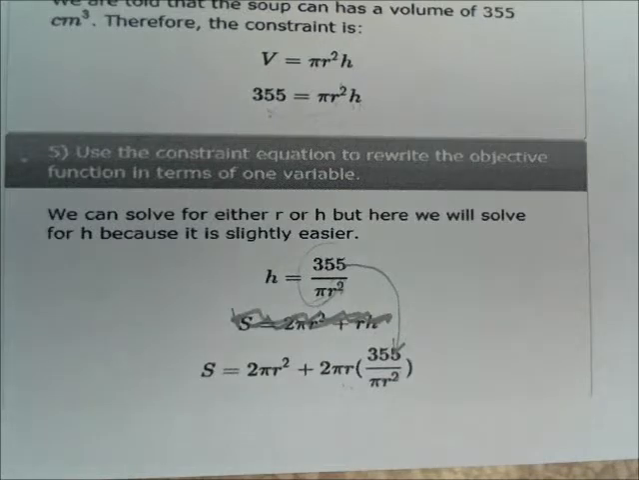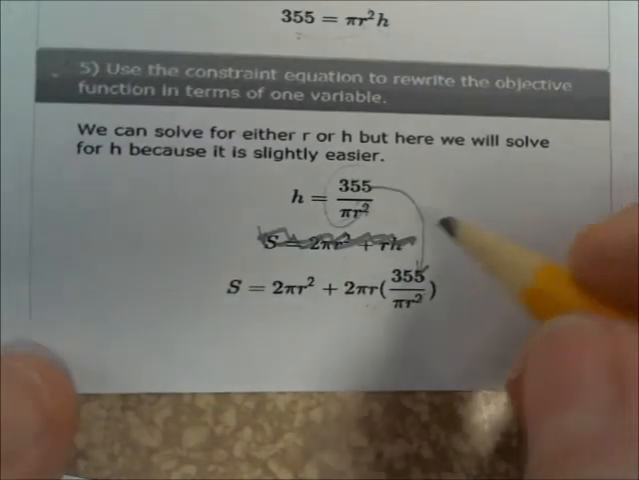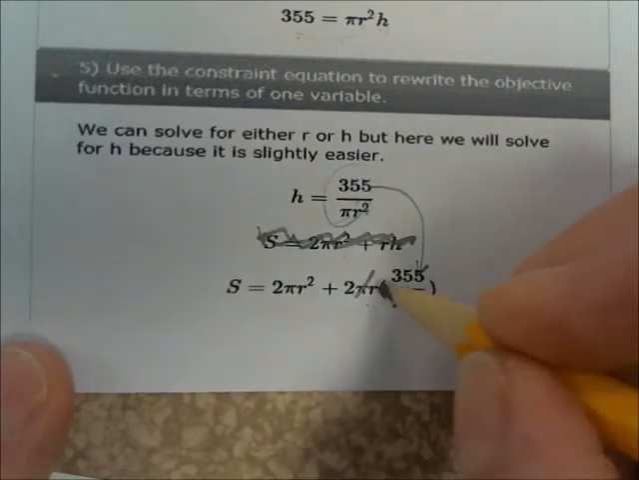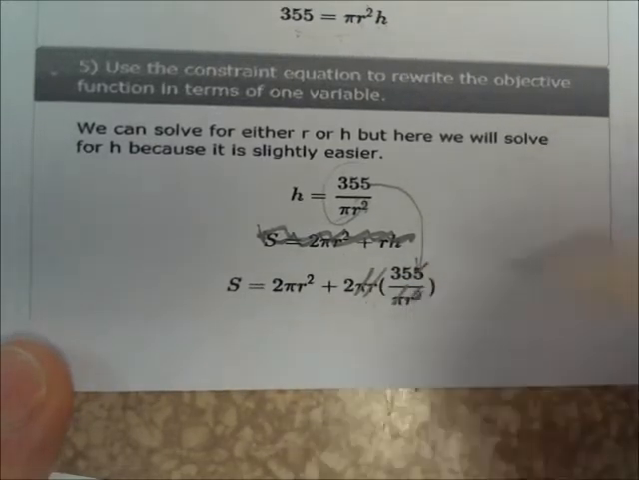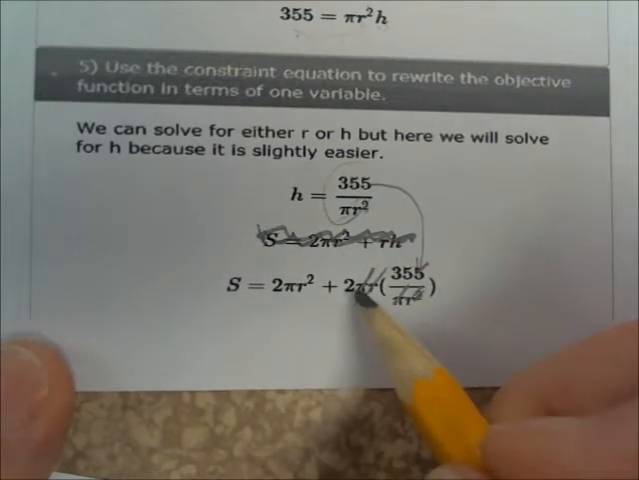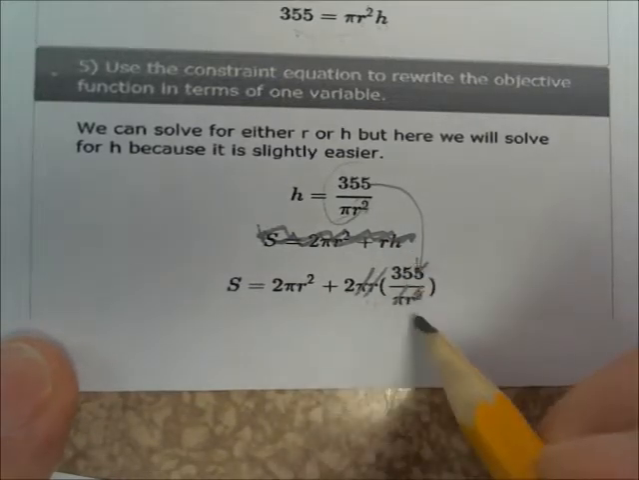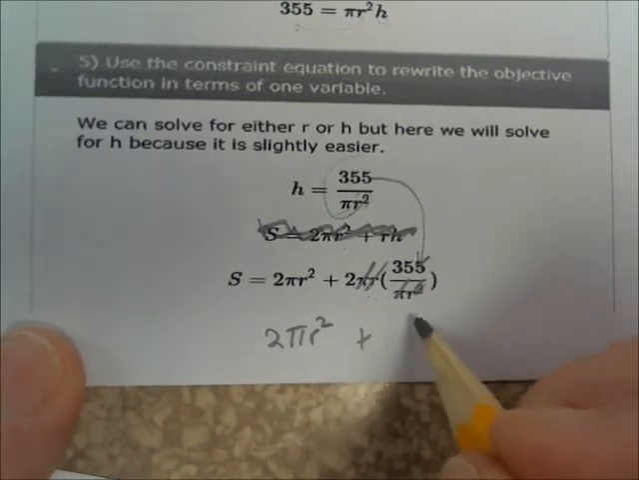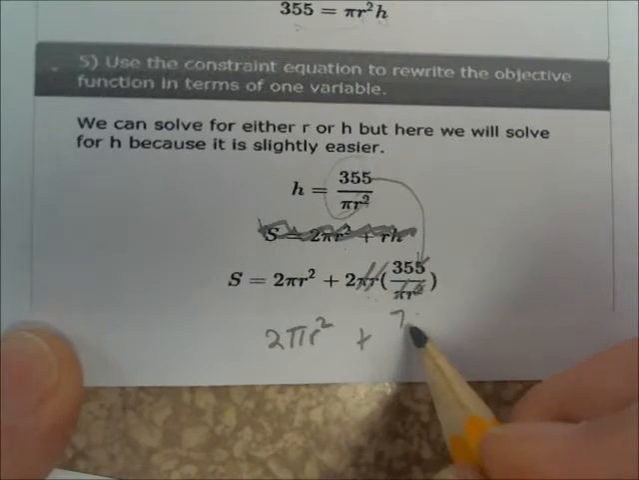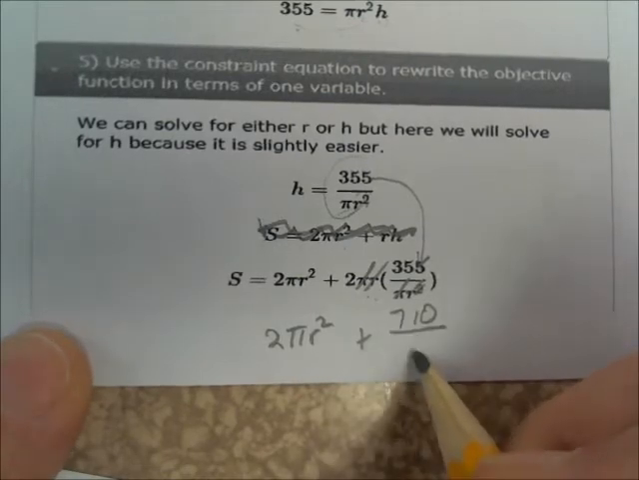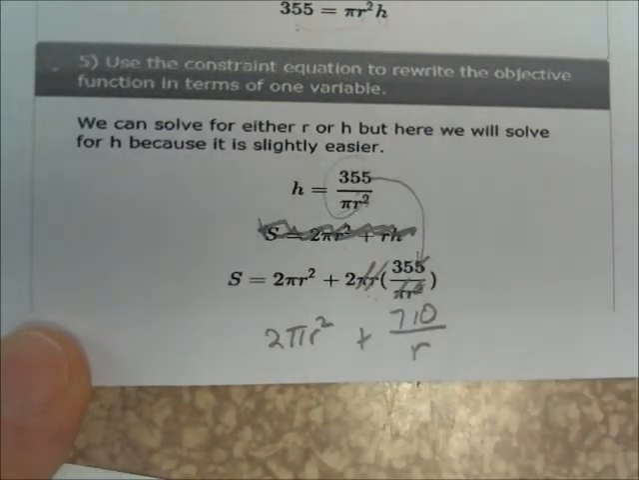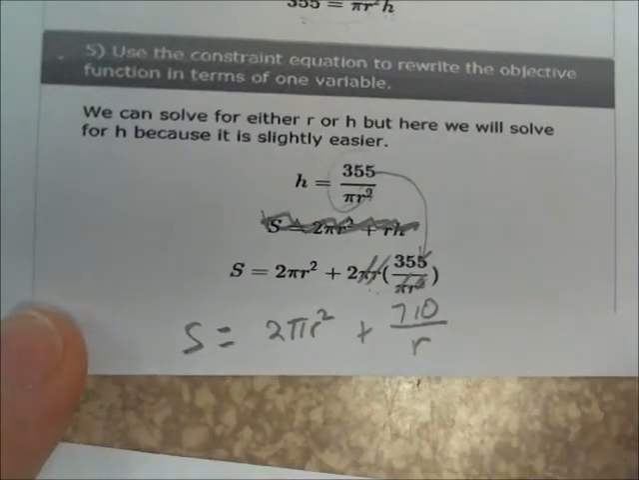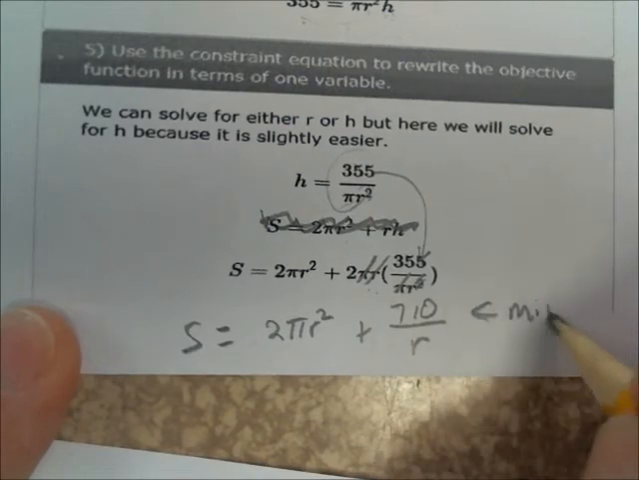Now the next thing we're going to do is simplify this equation. So the pi's can cancel. You've got a pi in the numerator and a pi in the denominator, and you've got an r in the numerator, and one of those two r's can disappear. And now we're left with 2 times 355 all over r, so we have 2 pi r squared plus 355 times 2, which is 710, over r. So that's the surface area. So this is what we're trying to minimize.